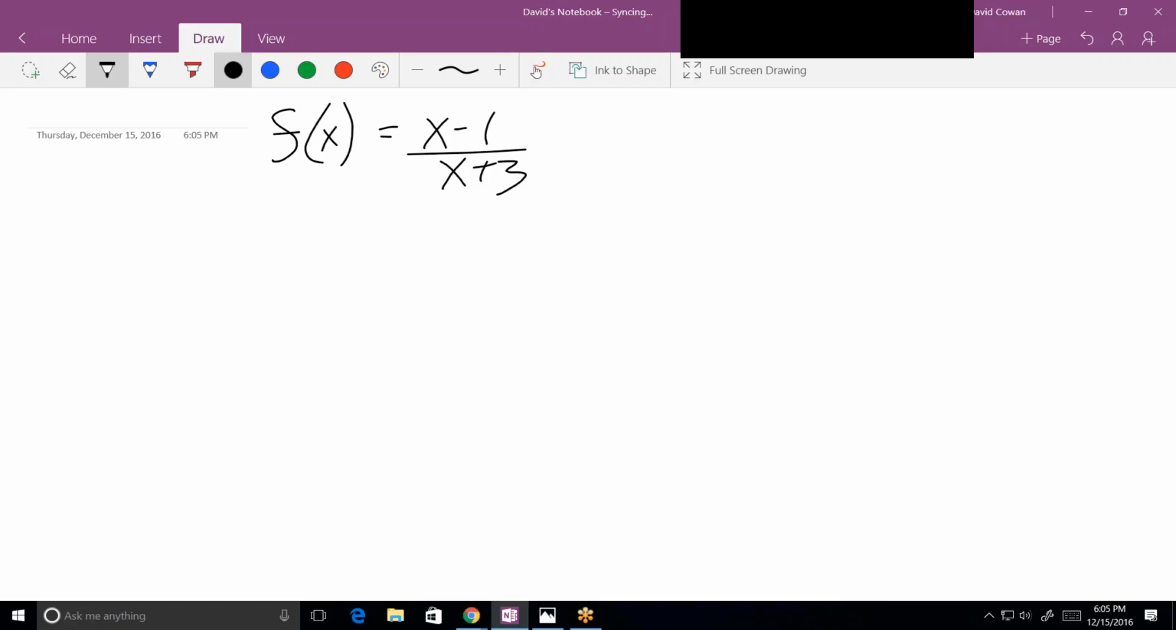So, how do you get inverses? You switch the y and the x's. Right. So let's first write this as y. Okay. Switch the variables, and then solve for y is the way I think of it. So if I switch the variables, I have x equals y minus 1 over y plus 3, right? Yes. Now solve that for y.